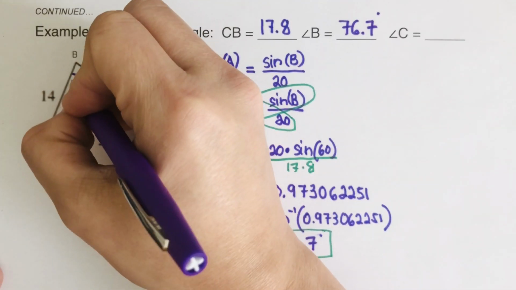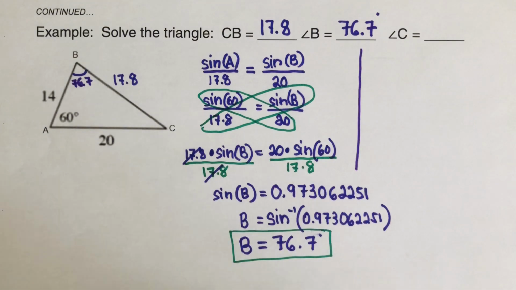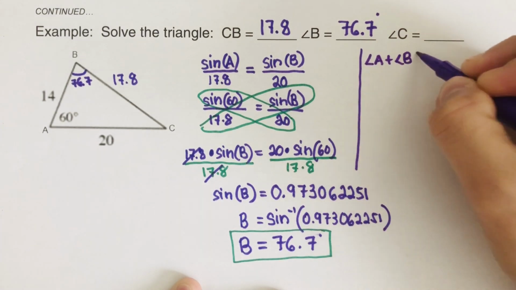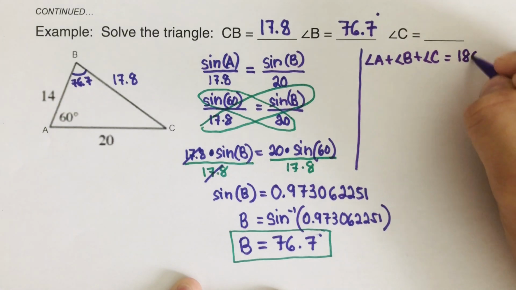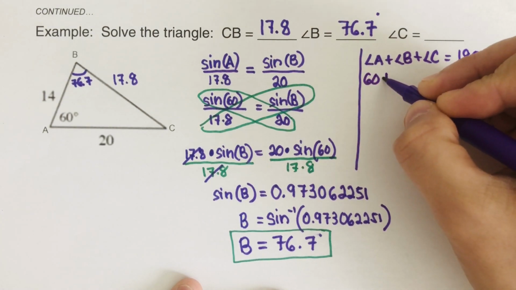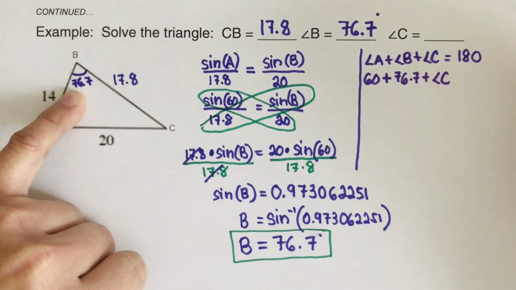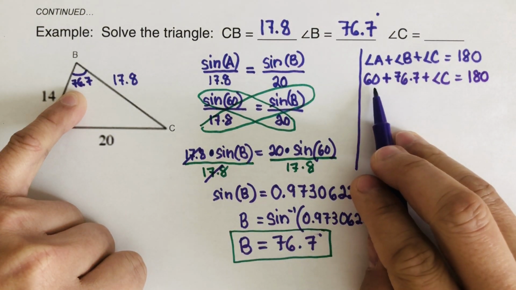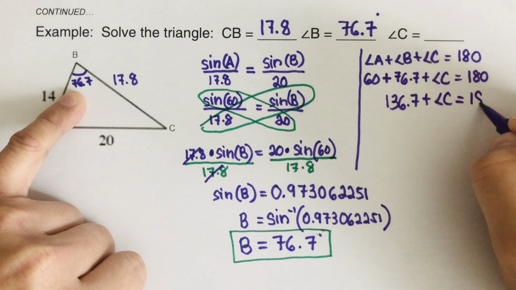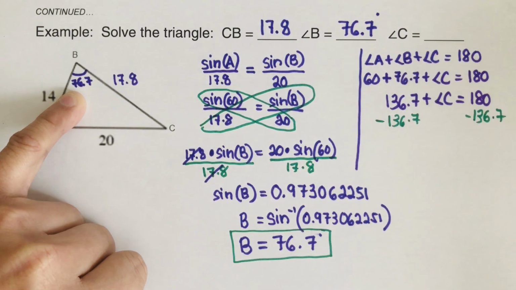Now we're ready to solve for angle C. So this one right here is 76.7. To find angle C, we already know that the sum of all the angles in a triangle is 180. So we can set it up: angle A plus angle B plus angle C equals 180. Angle A is 60, plus angle B is 76.7, plus angle C is missing, and that is equal to 180. We add these two together, so that would come out 136.7 plus angle C equals 180. So we're going to subtract 136.7 from both sides, so we can cross this out.